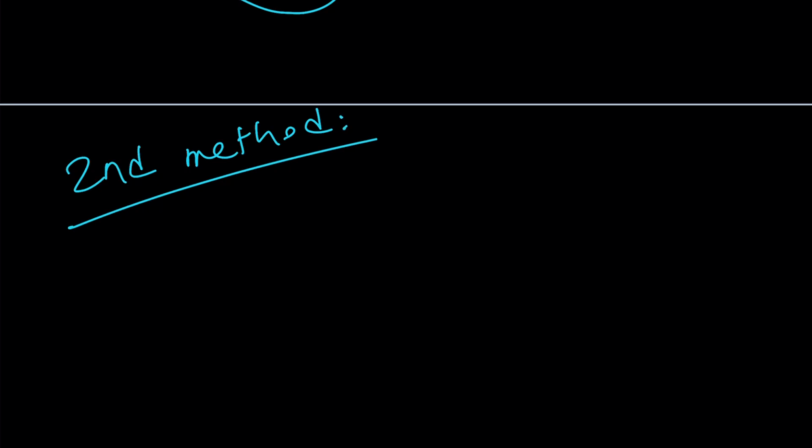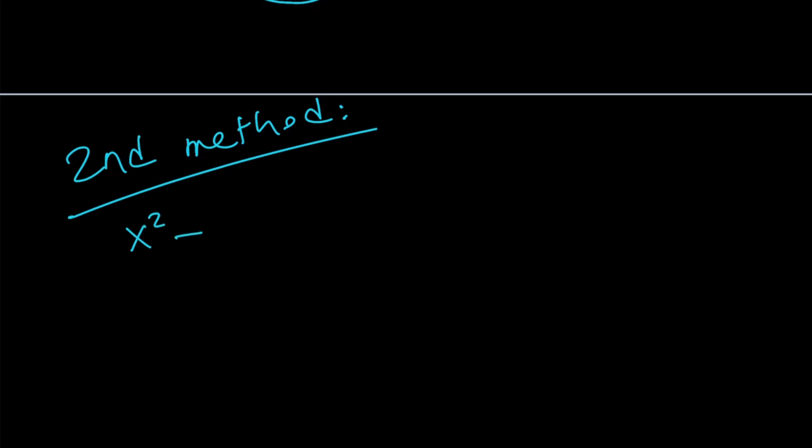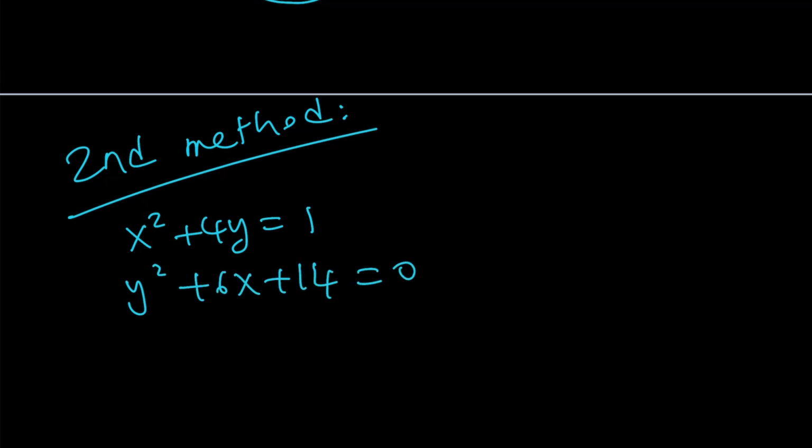So let's rewrite the original problem. What was it? It was x squared plus 4y is equal to 1. And then the other equation was y squared plus 6x plus 14 is equal to 0. I just don't like writing negatives. That's why I wrote the second equation like this.